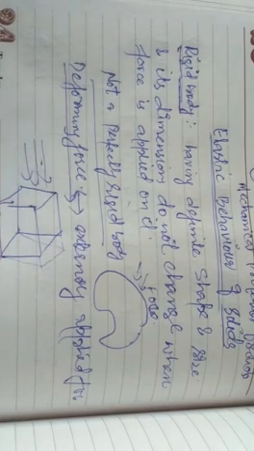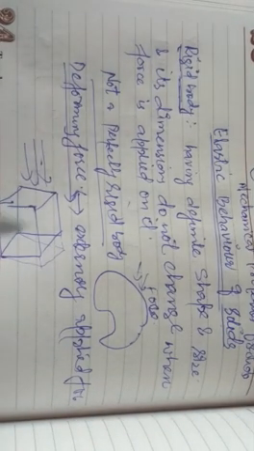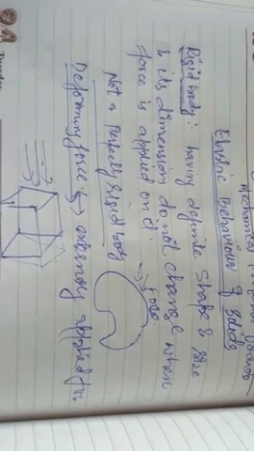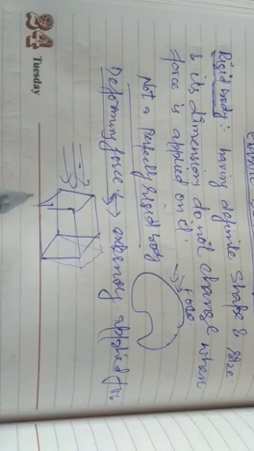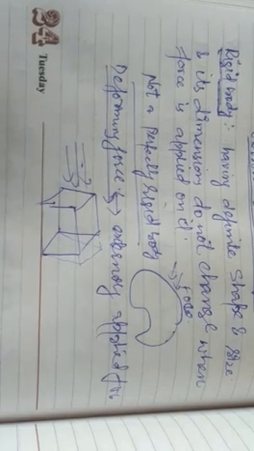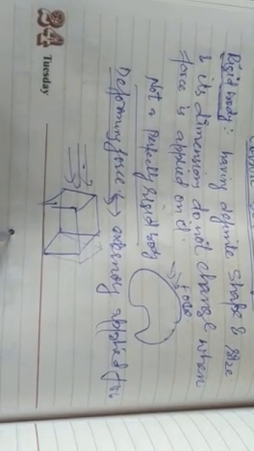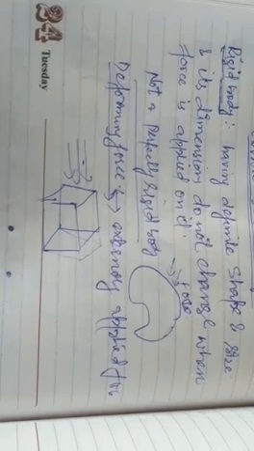The simple concept to understand is that once you apply force on the body, there is a change in the intermolecular forces among the solid. Once the deforming force, the externally applied force, is removed, the body regains its original configuration, and that is called the elastic behavior of solids. What actually happens: if this is one molecule of the solid, this is another molecule, I will place it like this.